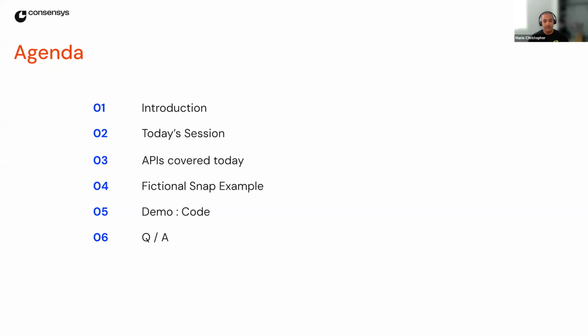And finally, we'll have a question and answer session where you can ask questions on the APIs that you looked at today, or you could ask any other question related to snaps. If we do end up not having time, you can always reach back to us async on Slack or on Telegram, and we'll be happy to answer your questions.